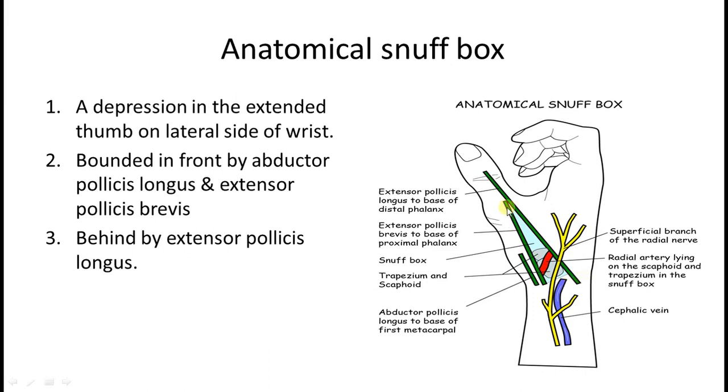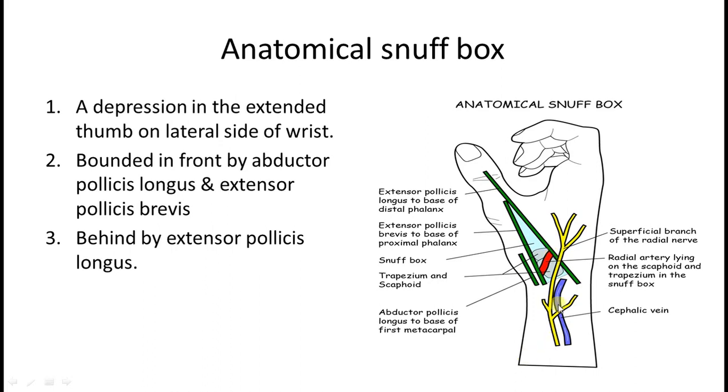So in the anatomical snuff box, why is it important? It is crossed by the radial artery. You can also, if you slightly compress against the wrist, record the radial pulse. So arterial pulse rate you can actually just record here in the anatomical snuff box.